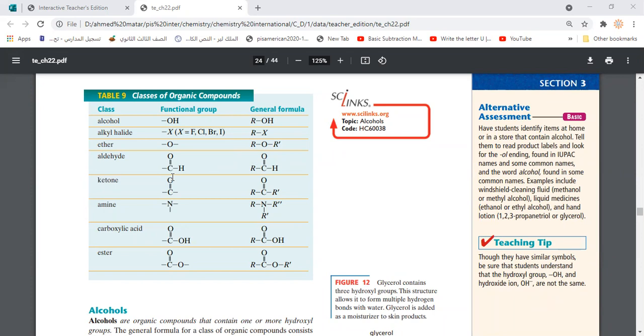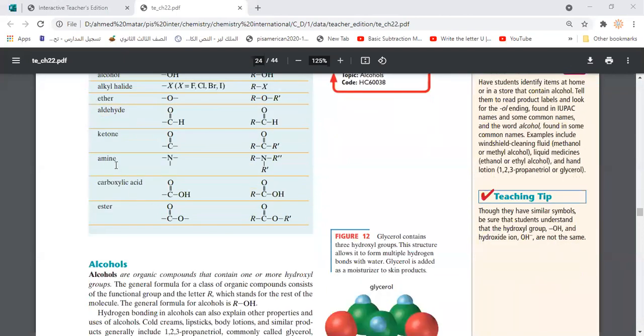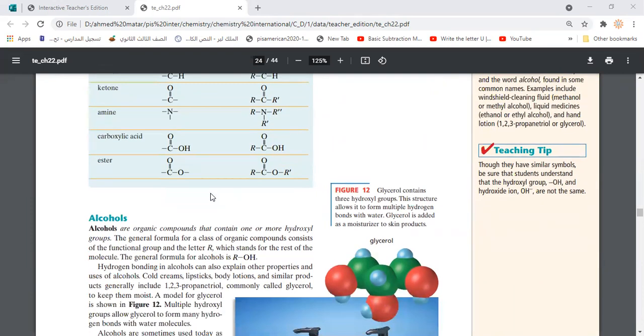And aldehydes contain the CHO, so they are carbon that has a double bond with oxygen and one single bond with hydrogen, and here the R is bonded to the bond which is still left. And the ketone has the functional group CO. And an amine has a nitrogen atom bonded by three bonds, of three different R's, or maybe just one R and two hydrogens. So we're getting into this in detail later.